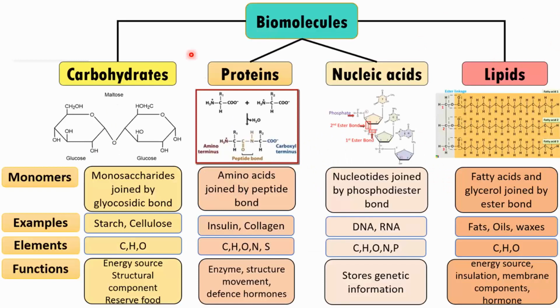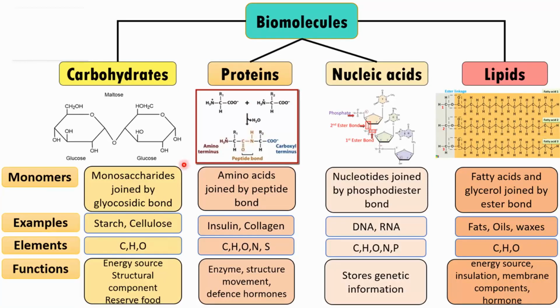So biomolecules can be carbohydrates, proteins, nucleic acids, and lipids. Carbohydrates have monomers, for example monosaccharides, which are joined by glycosidic bonds. Examples include starch and glucose. Elements include carbon, hydrogen, and oxygen. And what is the function of carbohydrates? They are the energy source, a structural component, and they act as the reserve food material inside the cell.